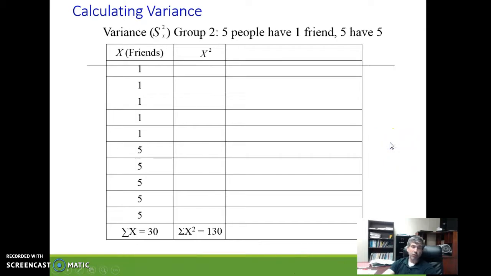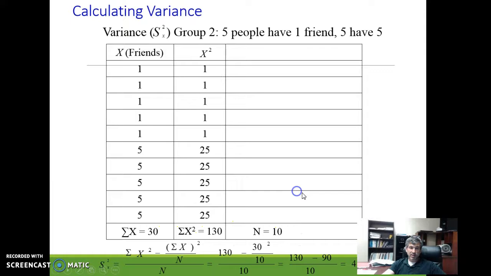Here's our slightly more interesting data set where we have some variability. And again, sigma x is the same. The mean would be the same, though notice we don't have to calculate the mean to get it this way. We square each score individually. 1 squares to 1, 5 squares to 25. We have a different sigma x squared of 130. The number of scores remains 10.